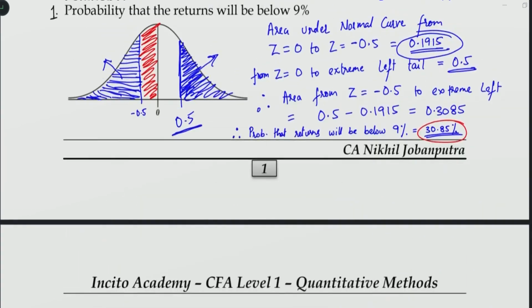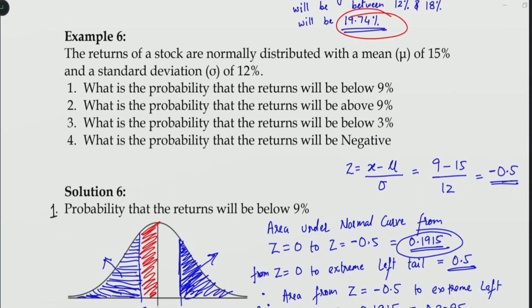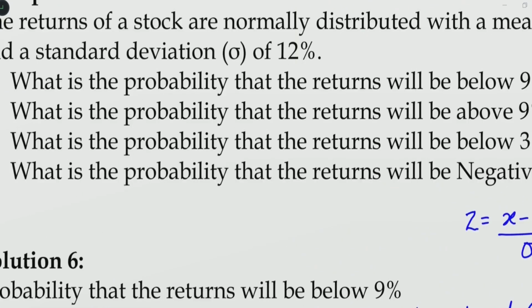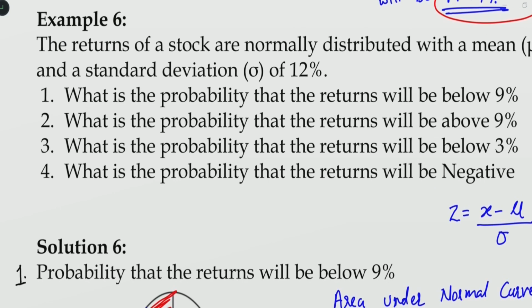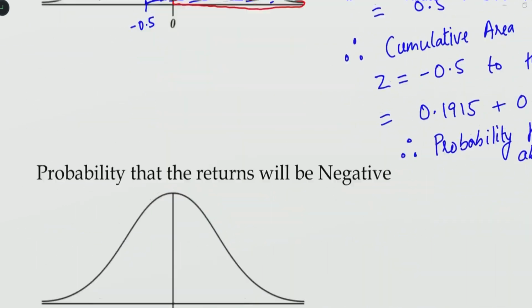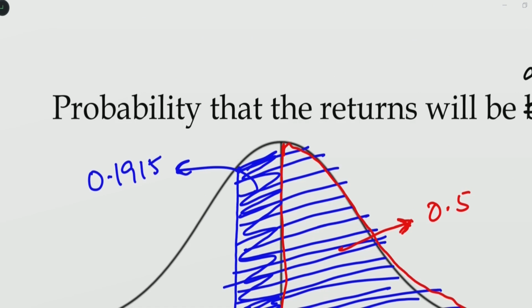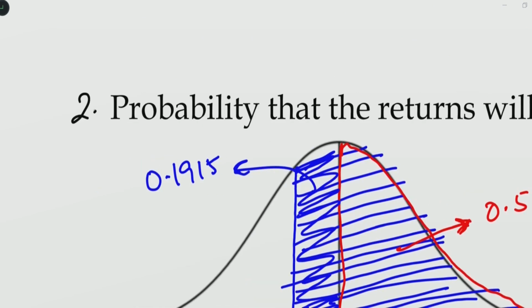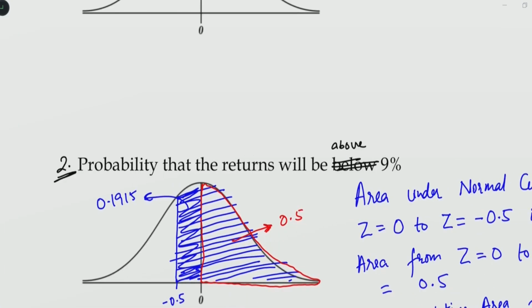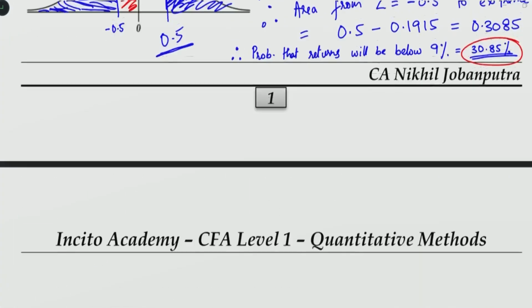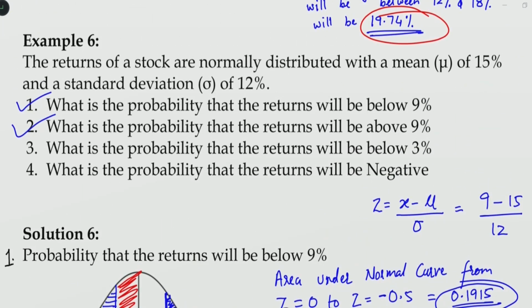we have answered in this particular example. It asked you probability that the returns will be below 9%. We have answered that first part. Probability that the returns will be above 9%, that part also we have answered. Let me put that numbering over there so that there is no confusion at all. The numbering properly over here. This is the answer for the second part. Probability that the returns will be above 9%. And what is the third part asking you? Probability that the returns will be below 3%.